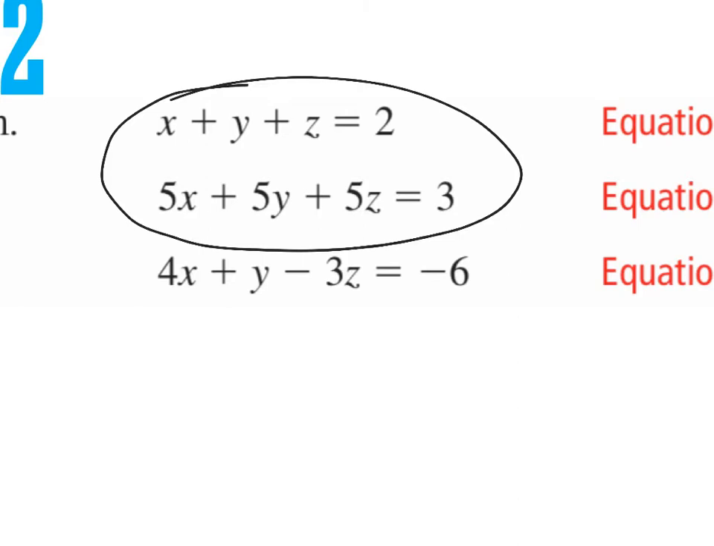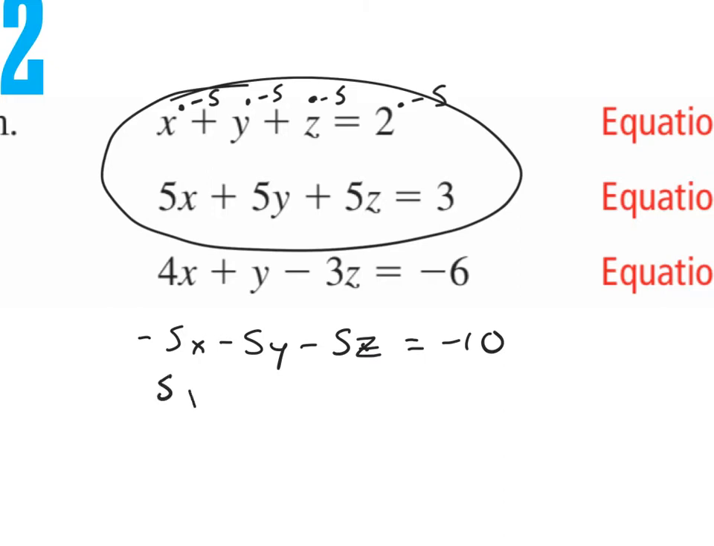We could do negative 5 and cancel all of them. Okay, so if we multiply everything by negative 5, so I'm going to rewrite it down here. We have negative 5x minus 5y minus 5z is equal to negative 10. I'm going to rewrite our second equation right below it just so I know that these are the 2 that I'm combining.